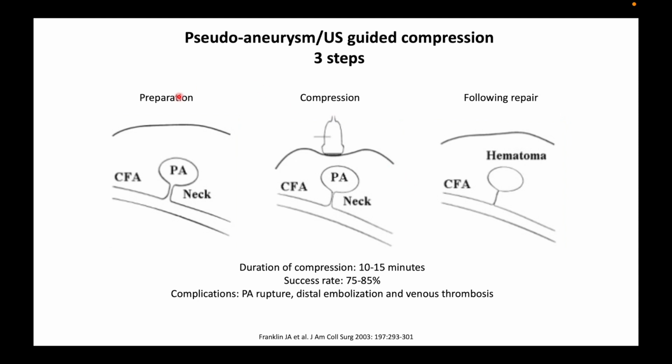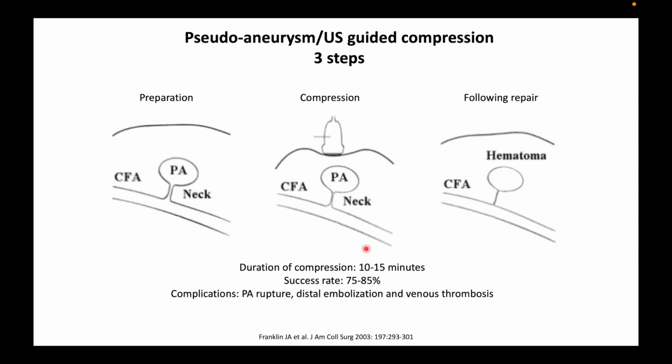Well, this is a simple diagram to show you that. So you've got a pseudoaneurysm here, that's the main common femoral artery, and then you've got a neck which connects this artery with the pseudoaneurysm. So with ultrasound, you locate the neck, and then with ultrasound compression, you keep this neck compressed, and the blood goes into stasis in the pseudoaneurysm and forms a hematoma and occludes, and the neck gets occluded as well.